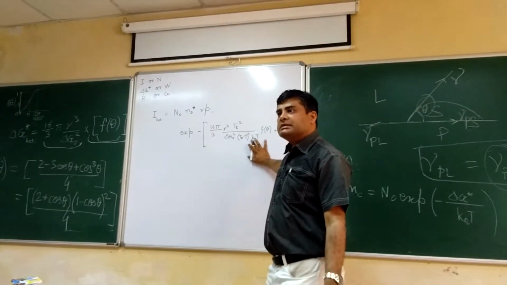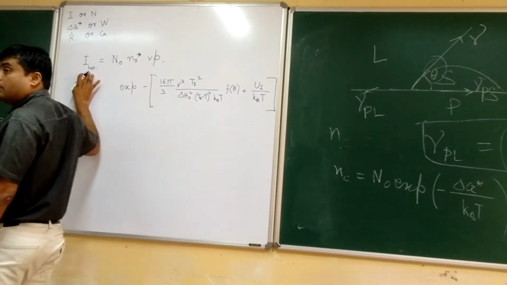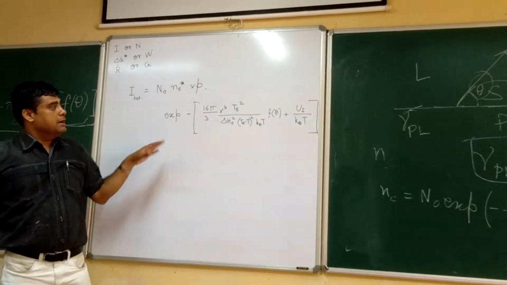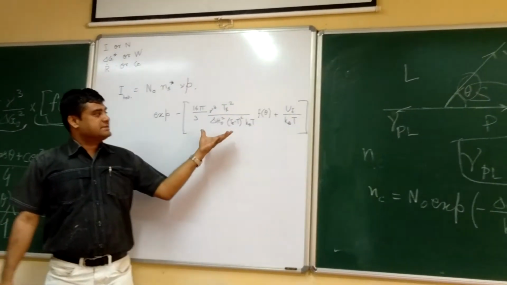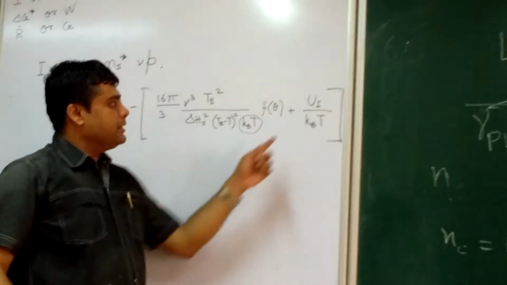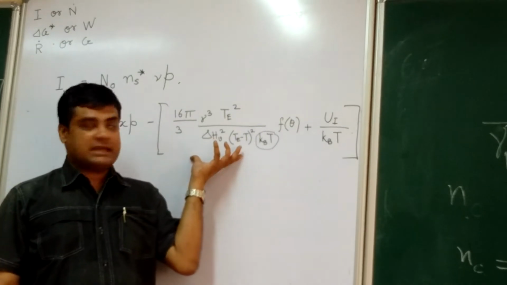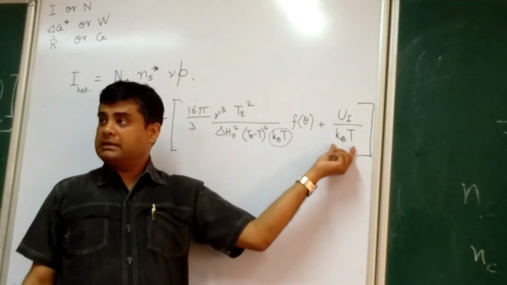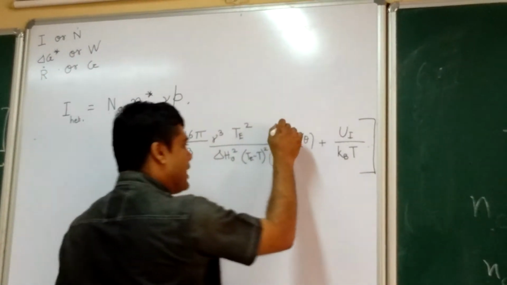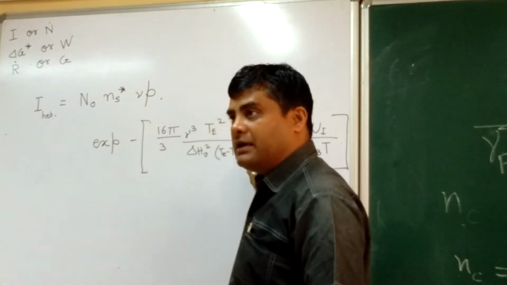For the heterogeneous nucleation case, your nucleation rate is that pre-exponential factor multiplied by exponential of minus delta G star over KT, and within the bracket minus delta G star over KT and Ui over KT. The only extra term you have for heterogeneous nucleation is this F theta.